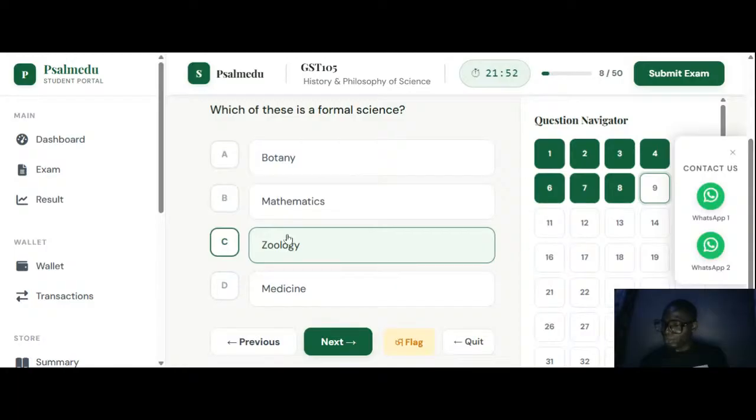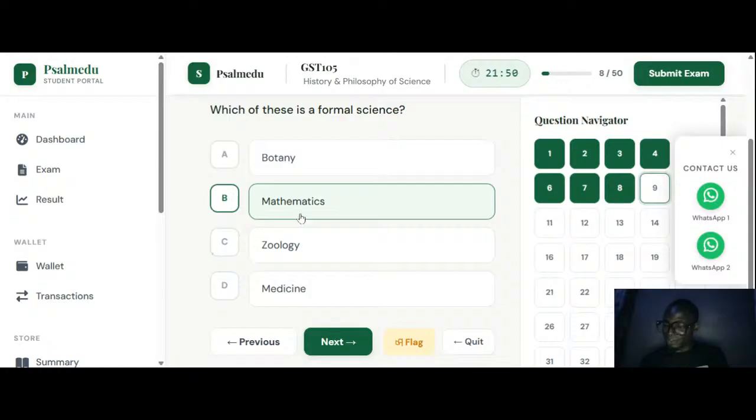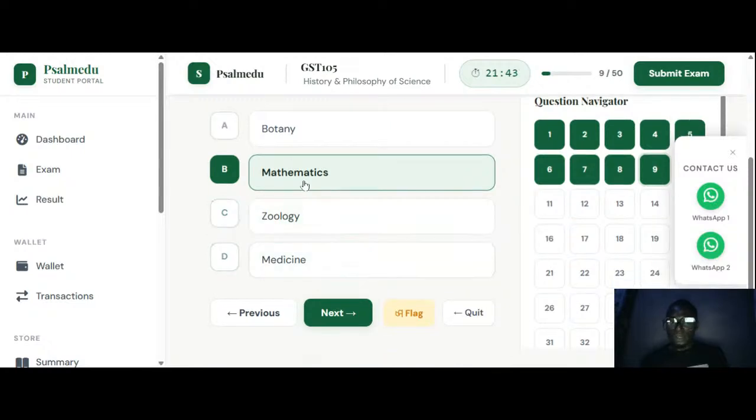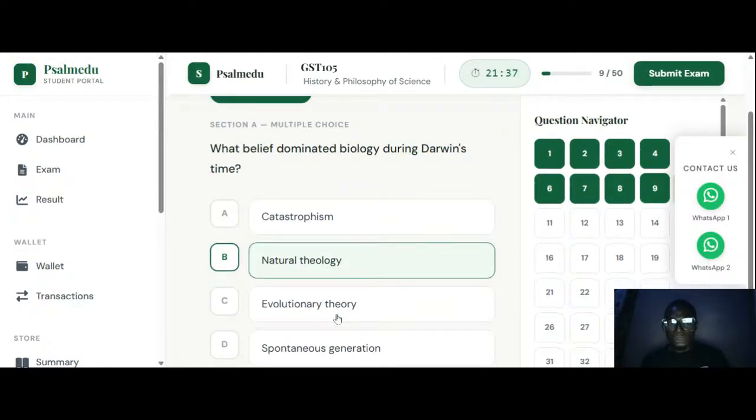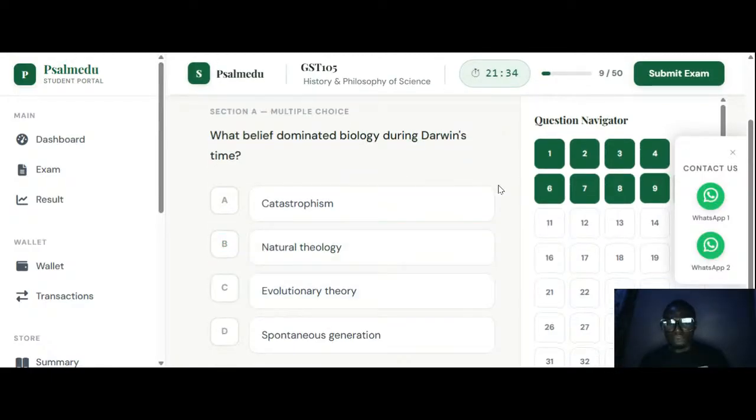All right, so the answer is mathematics. Let's just go with those that go with B. Like the first person that gave us that was our class captain, Grace. So mathematics. Dora also said B. All right, thank you.